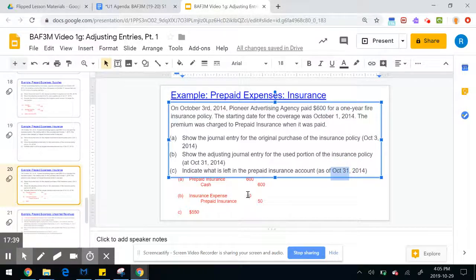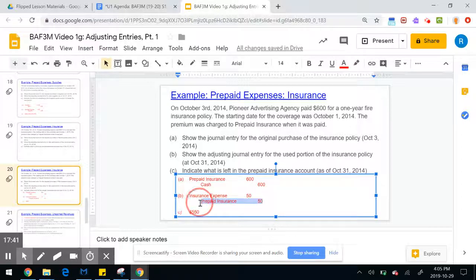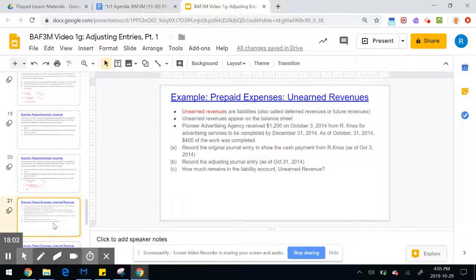So the adjusting entry should look like this. We should credit prepaid insurance for $50 because we need to bring down its value by a 12th, because we've used up a 12th of the policy. And we debit insurance expense, because that's what we got out of the $50 we spent. It's a $50 expense over the course of the month for insurance. And the new value, naturally, of prepaid insurance will be $550. This is the adjusting entry right here. Hope that makes sense.